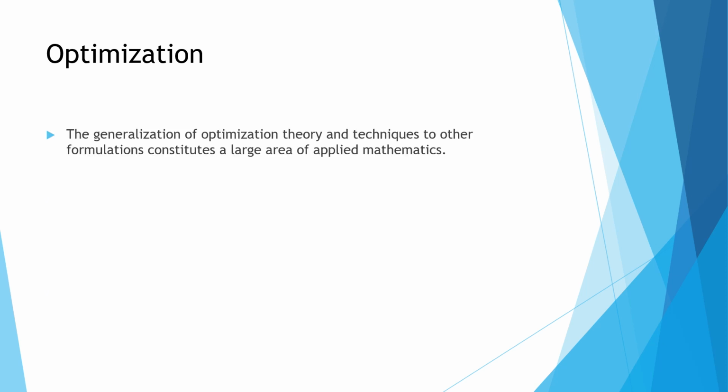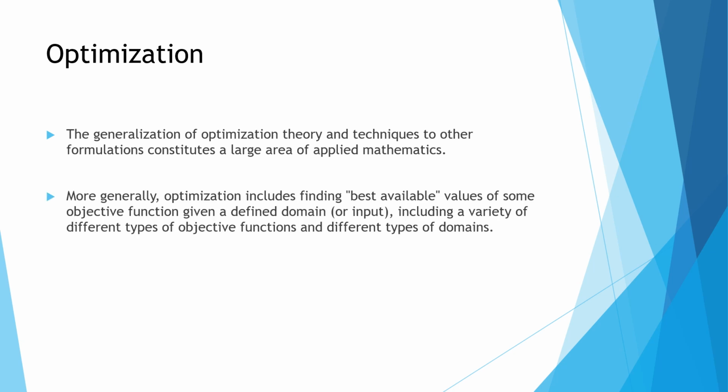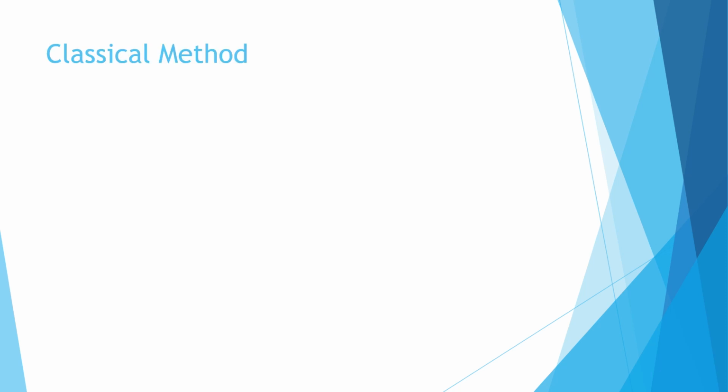The generalization of optimization theory and techniques to other formulations constitutes a large area of applied mathematics. All your applied mathematics techniques are based on optimization. More generally, optimization includes finding the best available values of some objective function given a defined domain, including a variety of different types of objective functions and different types of domains. I have given you the same example again.